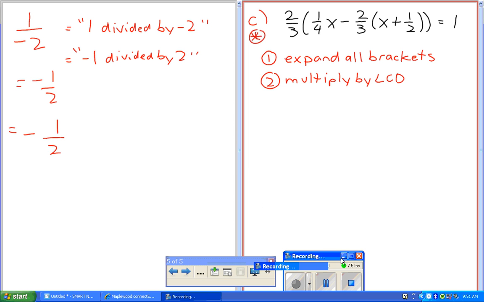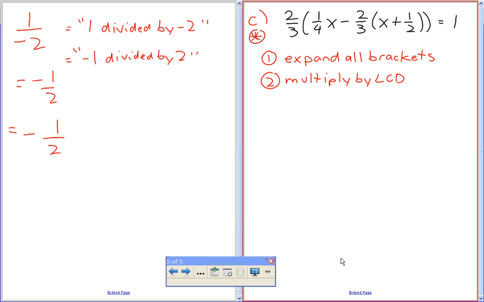Okay, back row. First step is going to be what? Bailey, go ahead. 2/3 times x. Yeah. 2/3 x. Plus 2/6.